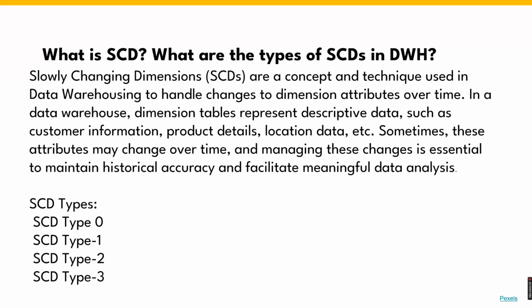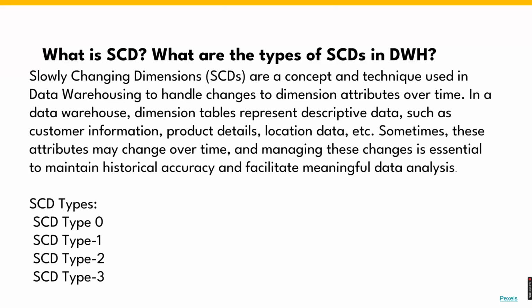Specifically, there are multiple SCD types: SCD type 0, type 1, type 2, type 3, type 4, type 6. These are the different SCD types. First, let's understand SCD, what kind of SCD types there are, with examples. As I mentioned earlier, it is a concept and technique used in data warehousing to handle changes in dimension attributes over time. Let me go with an example, then you will understand.